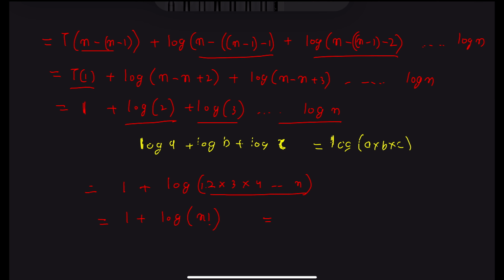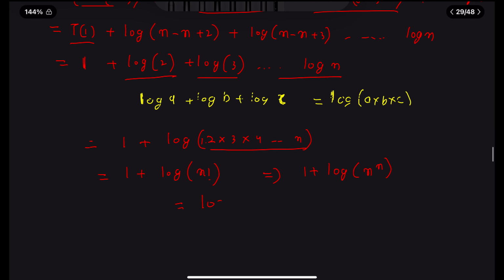And you know n factorial is nearly equal to n raised to the power n. It will become n raised to the power n, and we will have our time complexity as log(n^n), and we can further solve this. By applying the log formula, the n will come in front and we will have log n as it is. So the final time complexity for this question will be big O of n log n.